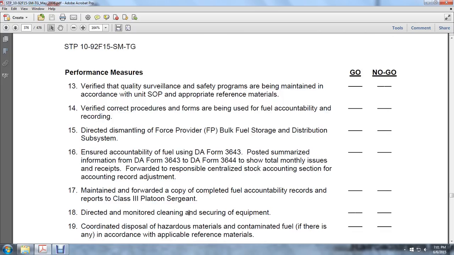13. Verify the quality surveillance and safety programs are being maintained in accordance with the unit standing operating procedure and appropriate reference materials. Verify the correct procedures and forms are being used for the fuel accountability recording. Direct dismantling of the force provider bulk fuel storage distribution subsystem. Ensure accountability of the fuel using the DA Form 3643. Post summarized information of the DA Form 3643 to DA Form 3644 to show total monthly issues and receipts. Forward to the responsible centralized stock accounting section for accounting record adjustments. Maintain and forward the completed accountability records. Report to the Class 3 platoon sergeant.